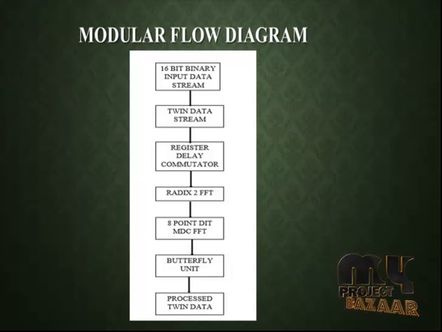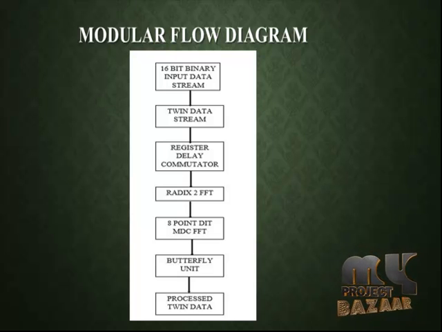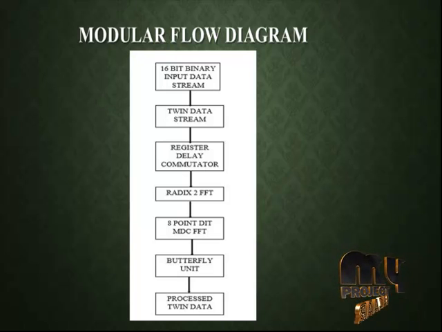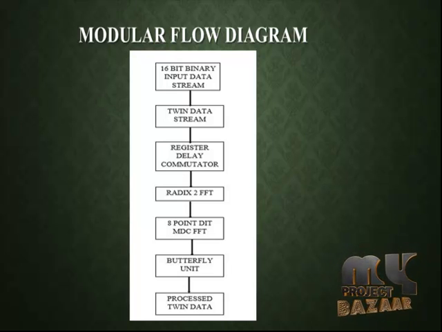The modular flow diagram. In our proposed architecture, we have used a single FFT processor that can handle multiple input data. Primarily, the input data streams are converted into twin data streams. The data from the twin data streams are then processed to the register delay commutator. In the register delay commutator, the binary bit values are stored in the registers, and then it is processed to the decimation in time multi-delay commutator FFT processor. In the FFT processor, the FFT processing is performed.